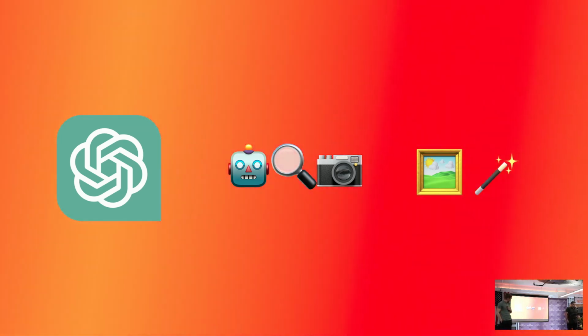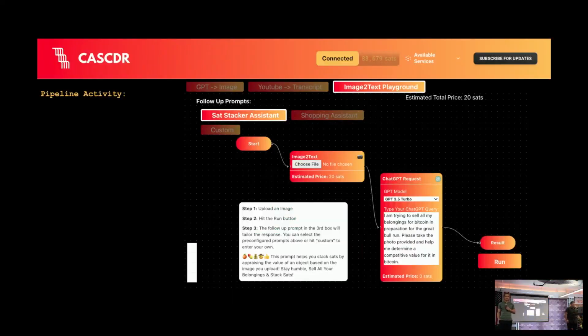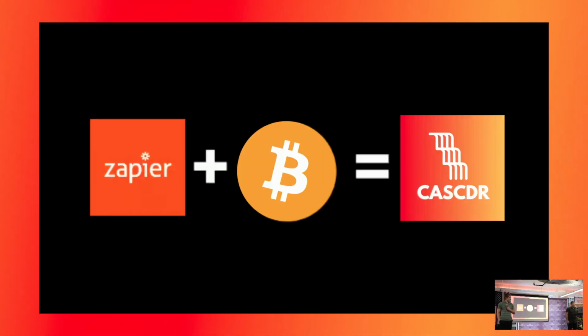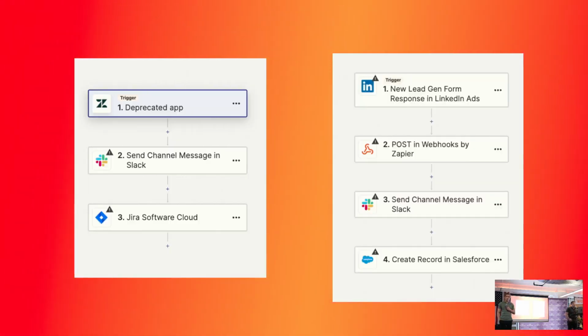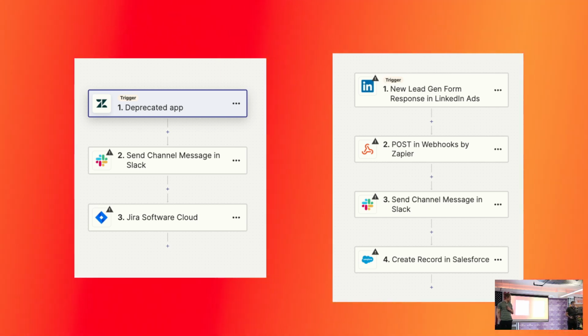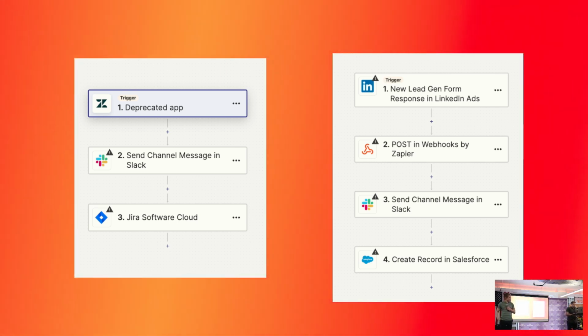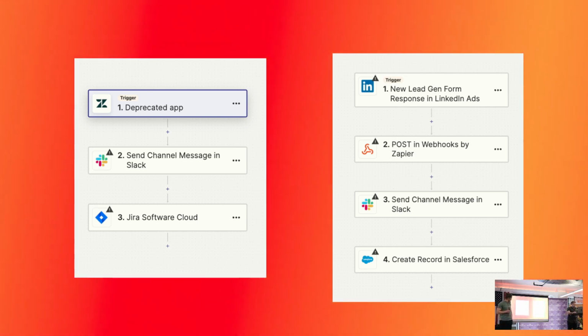So each of these services can be consumed individually, but they can also be combined into workflows that create value in novel ways. So this is just one example, and I'll dig more into that. CASCDR is a lot like Zapier, but built on open protocols. So what do I mean by that? Zapier is a popular tool that allows users to take disparate services and combine them into workflows. So a lot of useful workflows for customer service or sales prospect lead management.